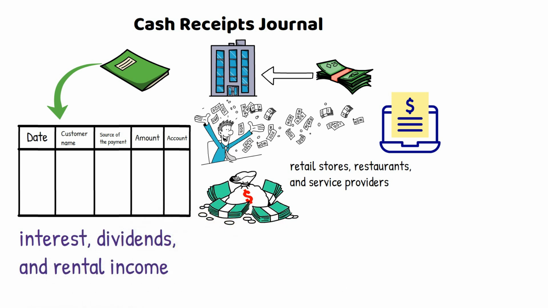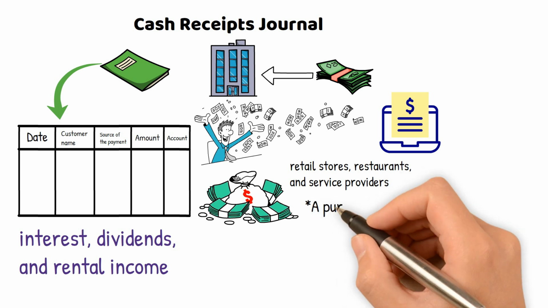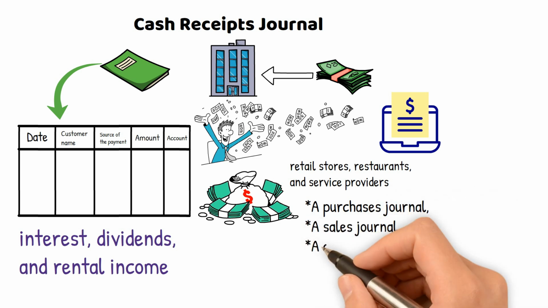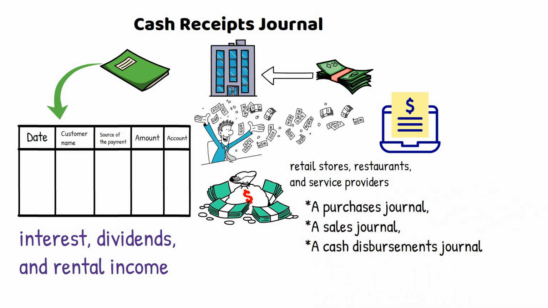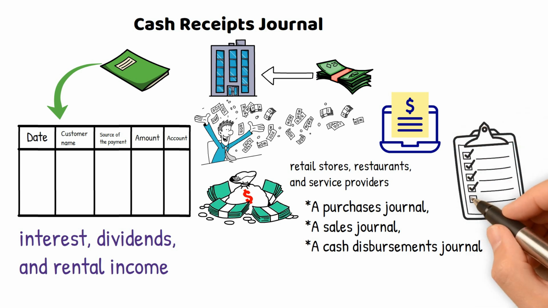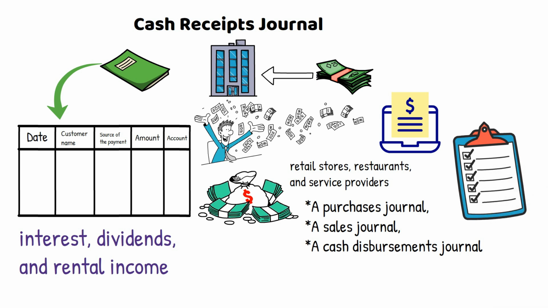In addition to the Cash Receipts Journal, businesses may also use other specialized journals, such as a Purchases Journal, a Sales Journal, and a Cash Disbursements Journal, to record other types of transactions. Specialized journals can help businesses keep accurate and organized records, which can be used for various purposes, such as preparing financial statements and monitoring cash flow.